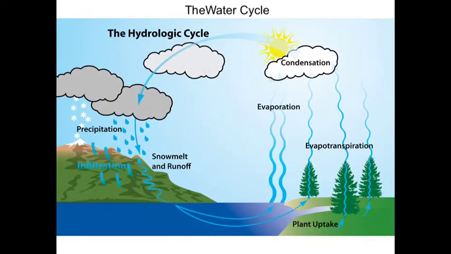The water cycle. What are the stages of the water cycle? The stages of the water cycle are evaporation, condensation, precipitation, and runoff. Explain what occurs at each stage of the water cycle.